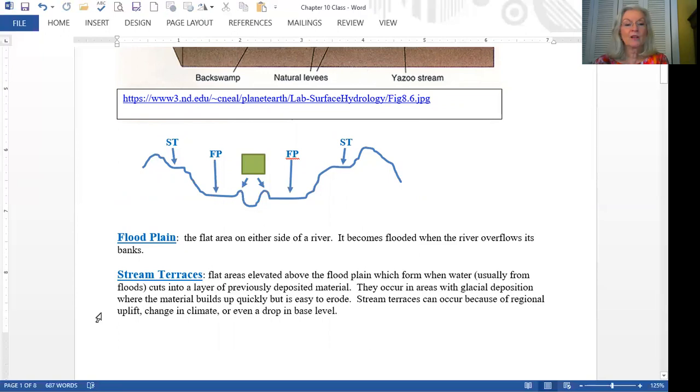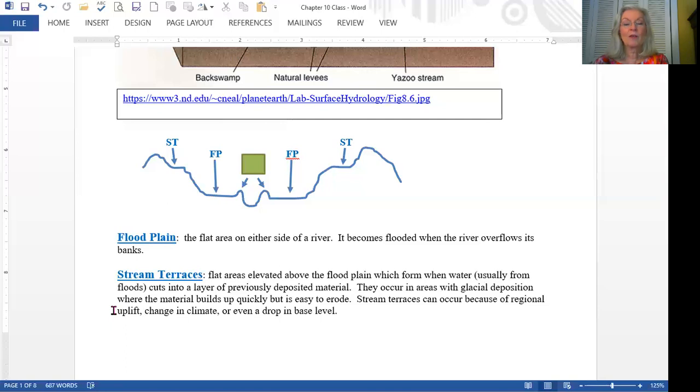They can occur because of regional uplift, and that means that tectonic forces just push the ground, maybe the river down and the ground up, and so what used to be wet is now dry. It can be a result of a change in climate. Maybe it used to rain a lot and now it doesn't, so the water level drops.